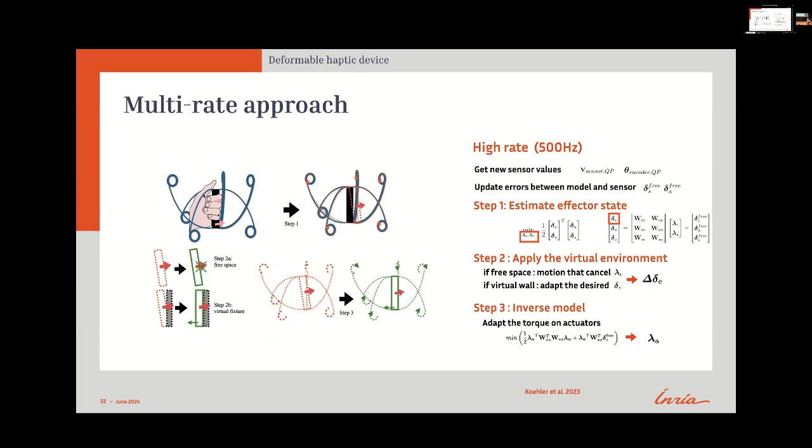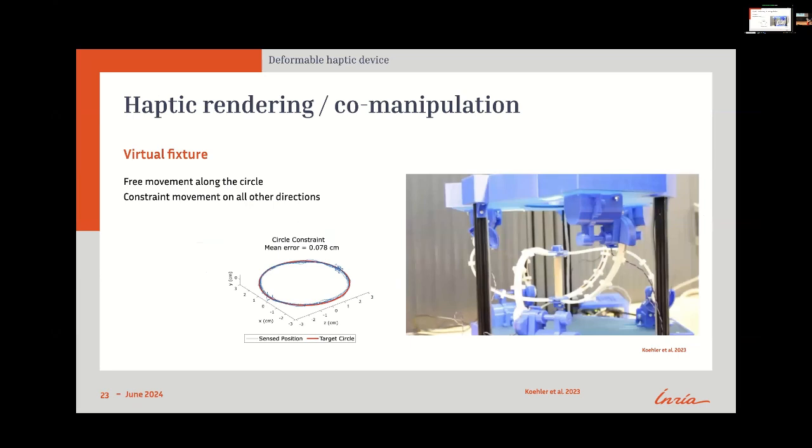Same, the three steps. First step, in fact, we estimate the force on the handle. Second step, we apply the virtual environment. Then when we have this new desired motion, we apply it on the robot. And we can do that very, very fast, thanks to the fact that we have used this multi-rate.